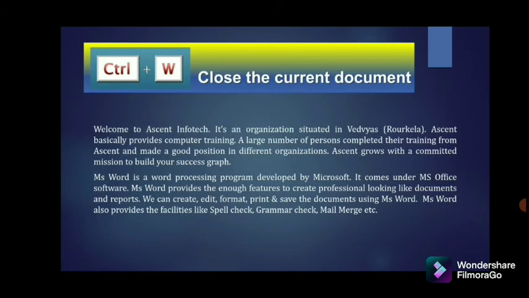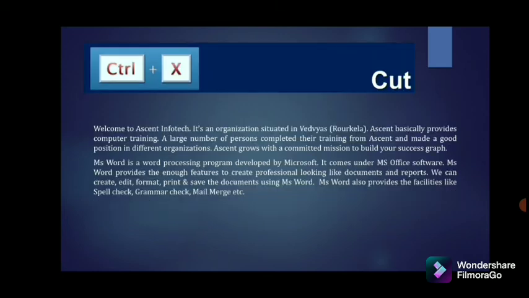Control W closes the current document. If you want to close your current document, then instead of using File Close, you can use Control W. Control X is used for cut. Just like Control C for copy, Control X is used for cut. It will cut your data from your document and put it in the clipboard.